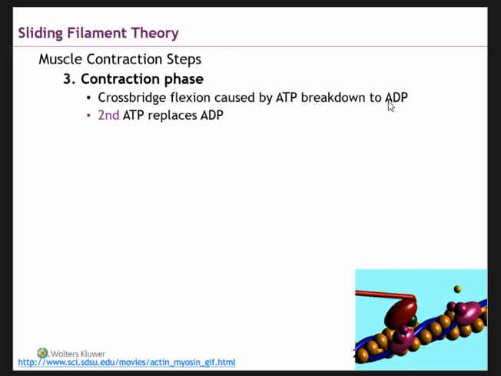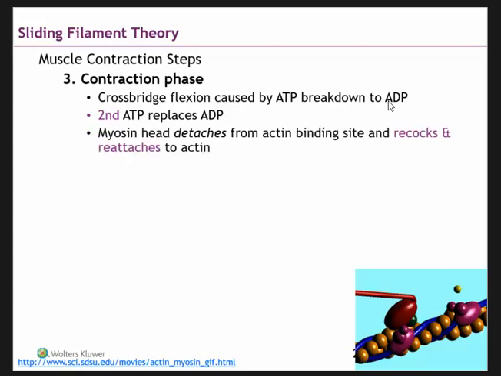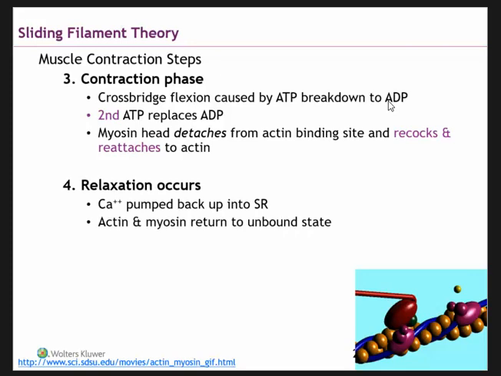The second ATP that comes in is going to replace the ADP, and this process will just occur over and over again. So that myosin head will detach, and then it will recock, and then it will reattach to actin. If you're confused, I promise we'll show a video and a picture of this in a second. And then relaxation occurs, so we have no more movement. Calcium is pumped back up into the SR, and then actin and myosin return to their unbound state.